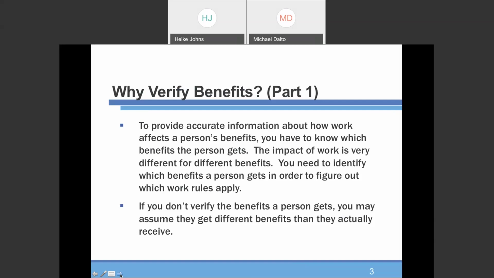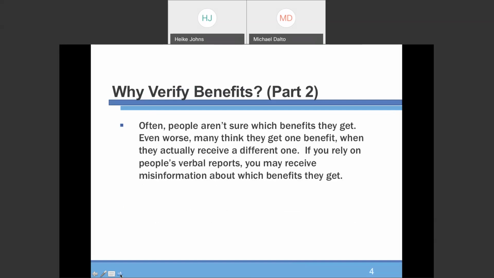It's very easy without official verification of benefits to assume that people are getting different benefits than they actually receive. This is especially complicated by the fact that many people aren't sure which benefits they get, or even worse, they are sure which benefits they get, but they're wrong. If you rely on people's verbal reports, then you may be assuming incorrectly that people are getting a benefit that they think they get, when in fact they're getting a different one.